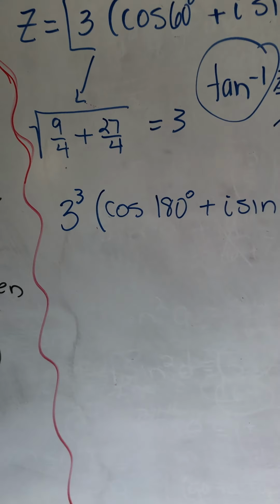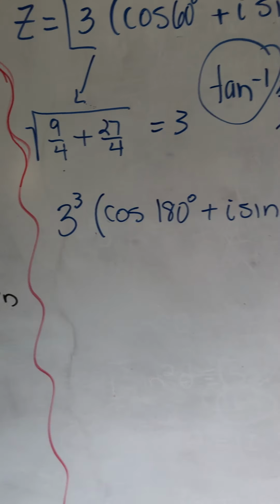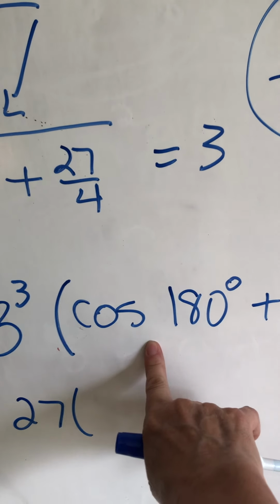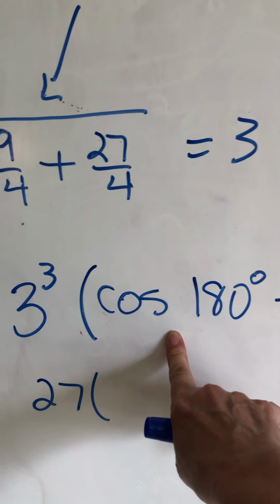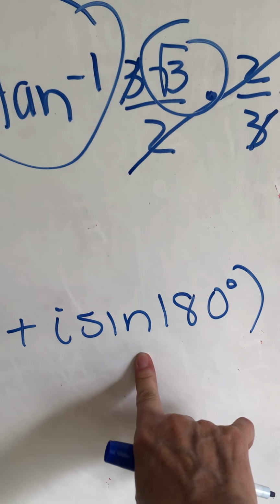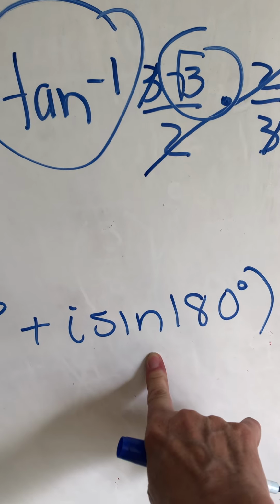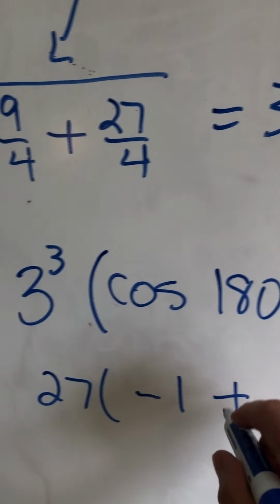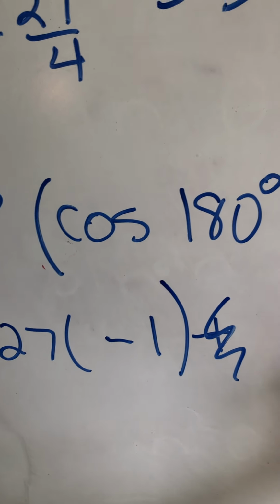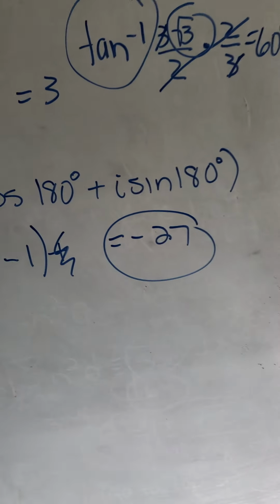Okay, here's where we are right now. 3 cubed is 27. Cosine of 180 from your calculator or unit circle is a -1. Plus sine of 180 from your calculator or unit circle is 0. So we just have -27. That is also the answer your calculator would give you.